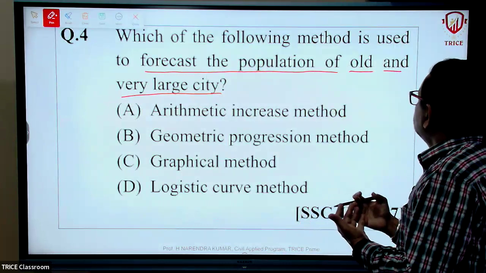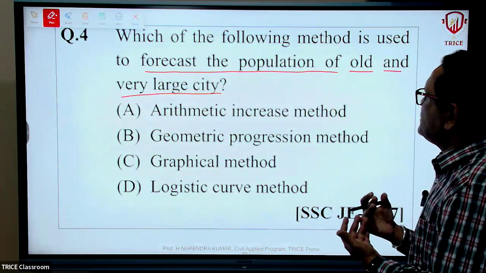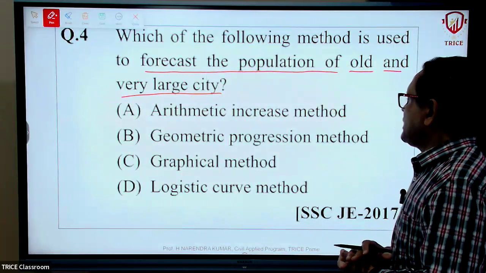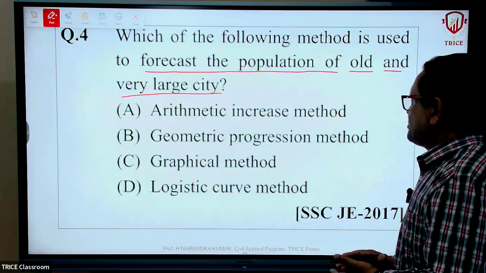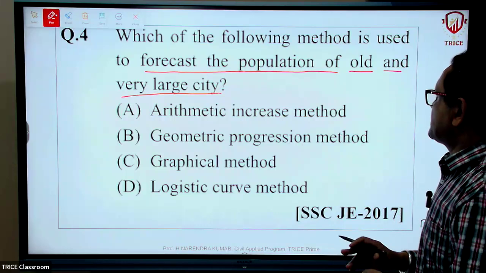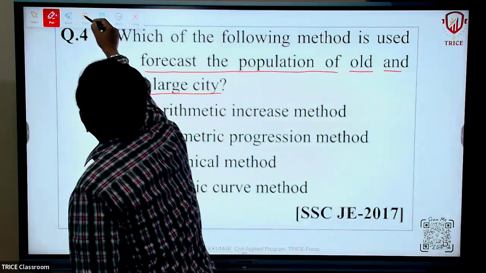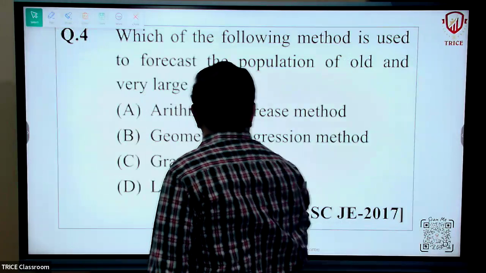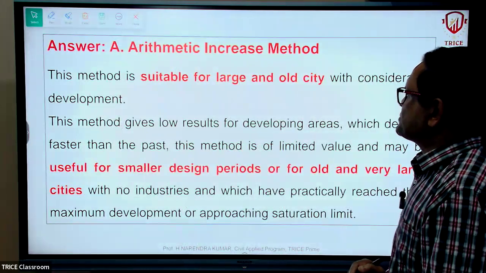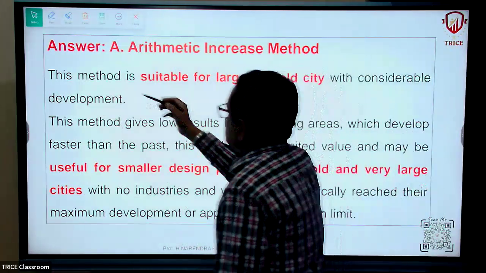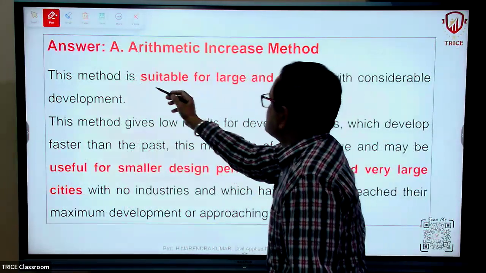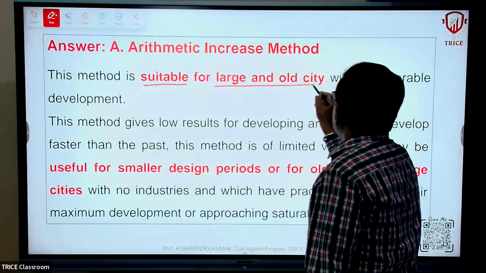For forecasting the population of an old and very large city, which method is used? There are 4 options given: arithmetical increase method, geometric progression method, graphical method, logistical method. So the answer is A, arithmetical increase method, because the explanation says this method is suitable for large and old cities.